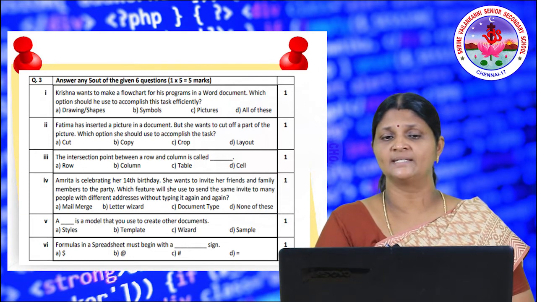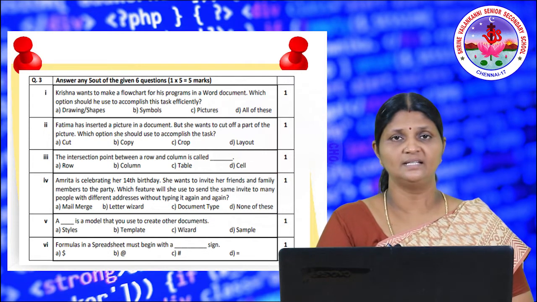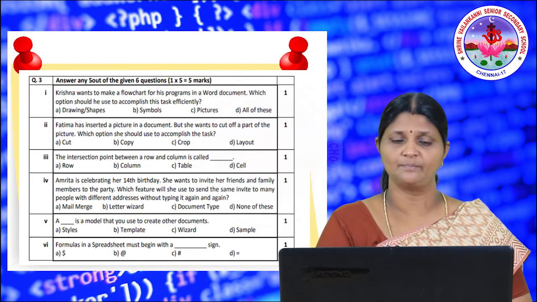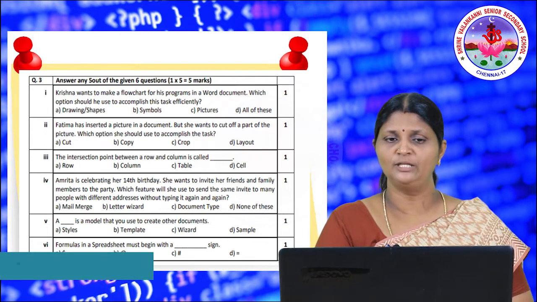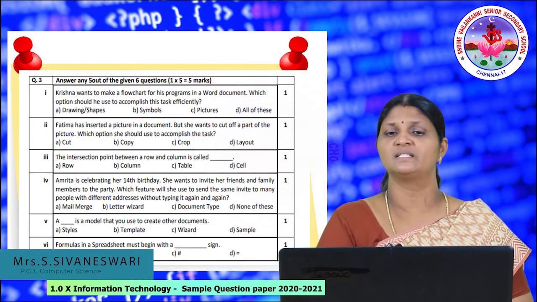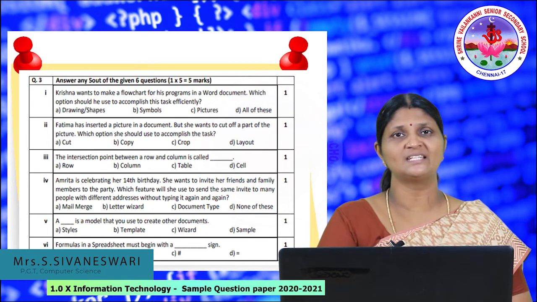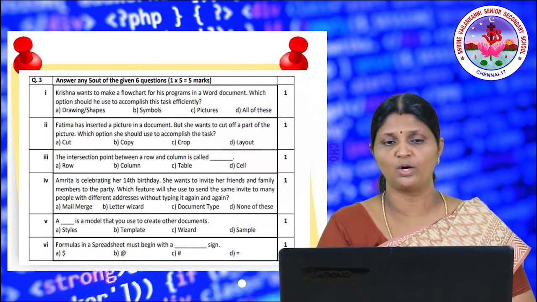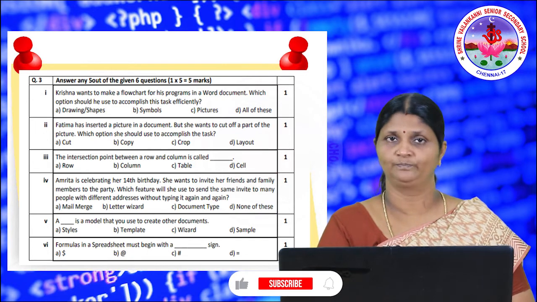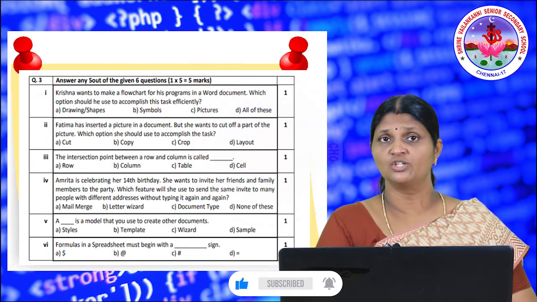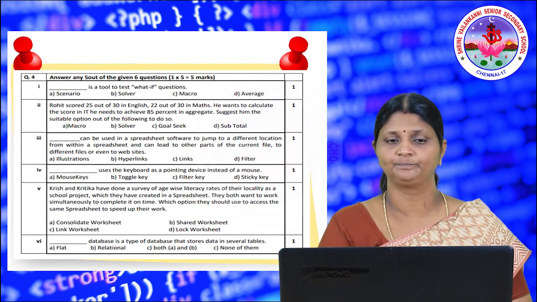Fifth question. A dash is a model that you use to create other documents. Styles, template, wizard, sample. Yeah, it's a template. Formulae in a spreadsheet must begin with a dash sign. So in a spreadsheet, how do we start a formula? We use an equal to. Yes, then only we put in the formula or the function which we want, right?